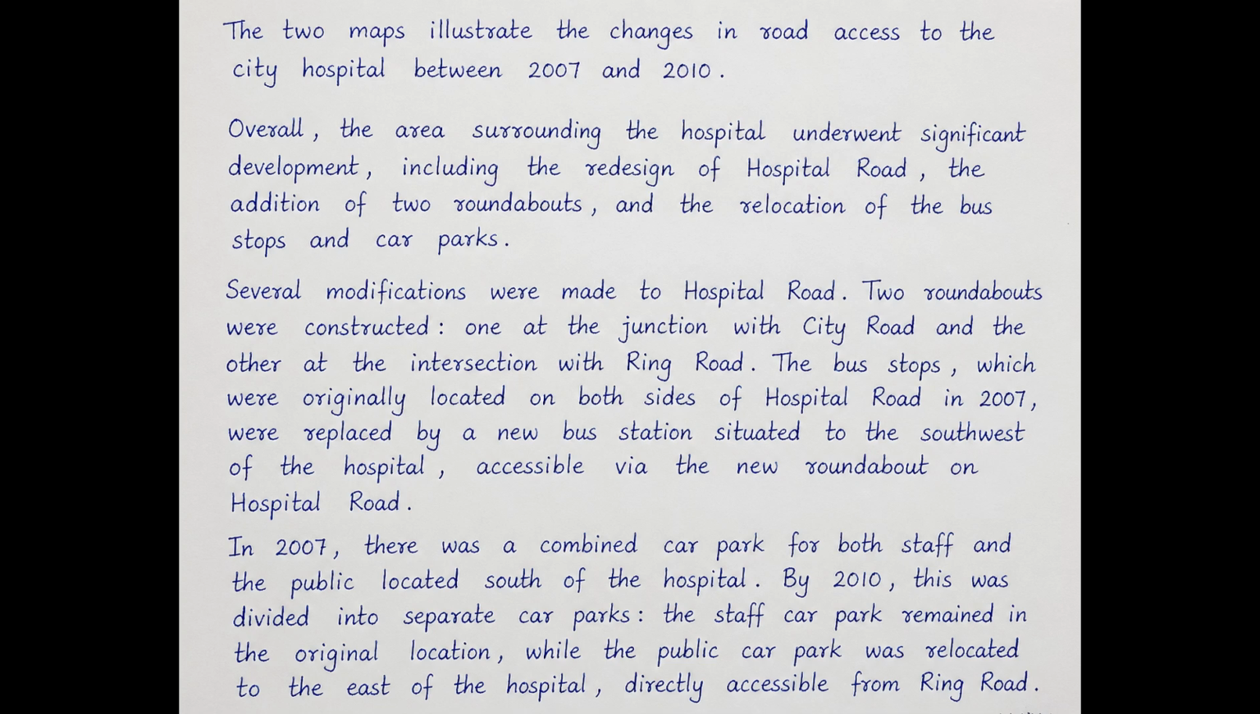Body paragraph 1, road and transport changes. Describe the changes related to roads and transport. Mention hospital road redesign, addition of 2 roundabouts, bus stops replaced by a bus station, new transport access routes. Try to compare old and new positions clearly.